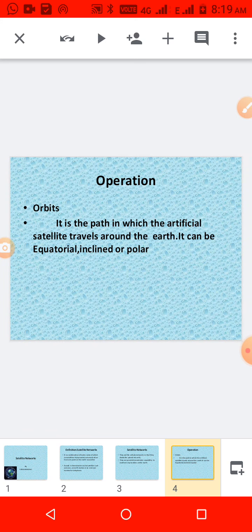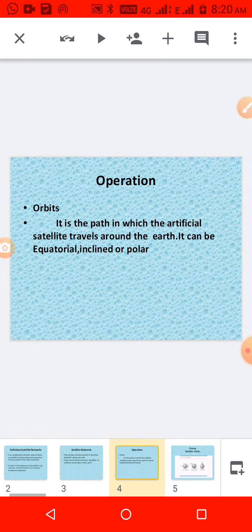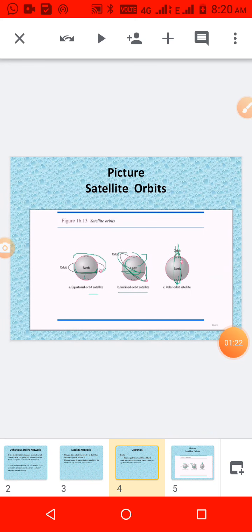Before that, we will see some definitions. What do you mean by orbit? It is the path that a satellite travels around the earth, and that is called an orbit. There are three types of orbits: equatorial, inclined, and polar. These are the paths that satellites travel around the earth. First one is equatorial, second one is inclined, and third one is polar.